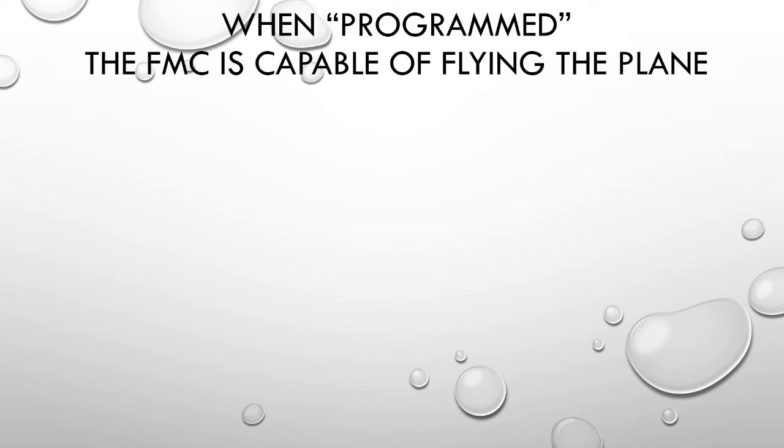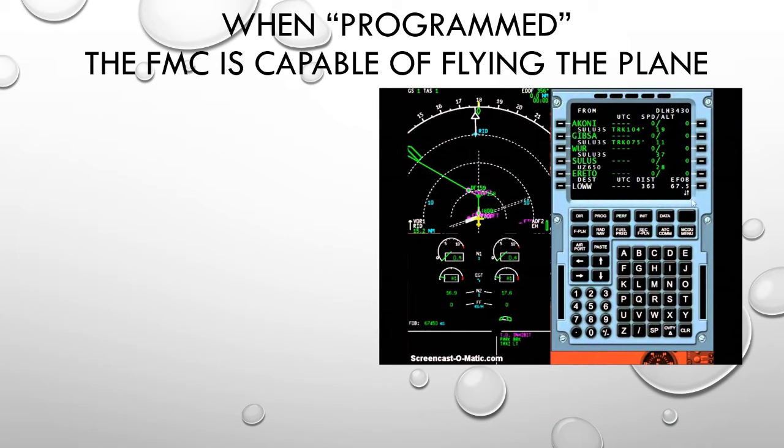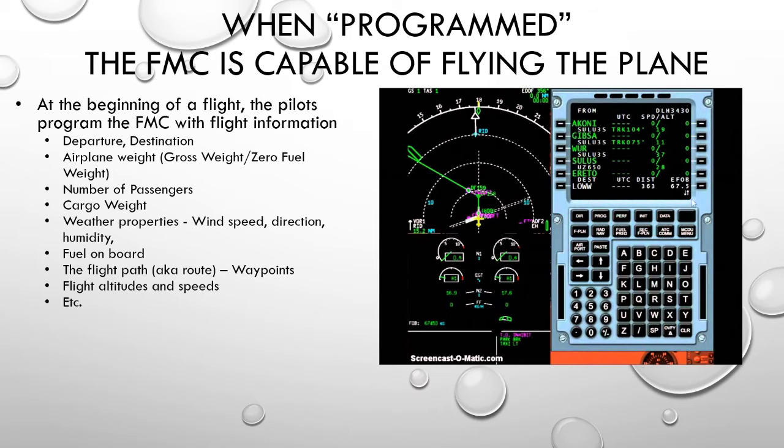And when programmed, the FMC is perfectly capable of flying an aircraft from its destination all the way down to landing, assuming that airport or that runway has an ILS that supports auto landing. At the beginning of the flight, the pilots programmed the FMC with a ton of information, such as where they're leaving from, where they're going to, the airplane weight, number of passengers, cargo weight, weather properties, wind speed, direction, fuel on board.